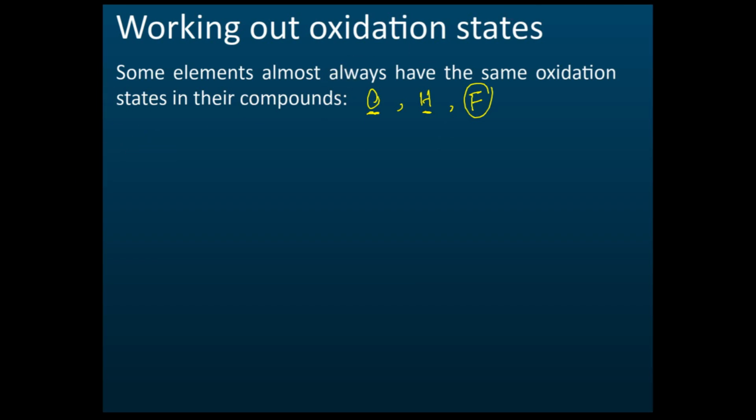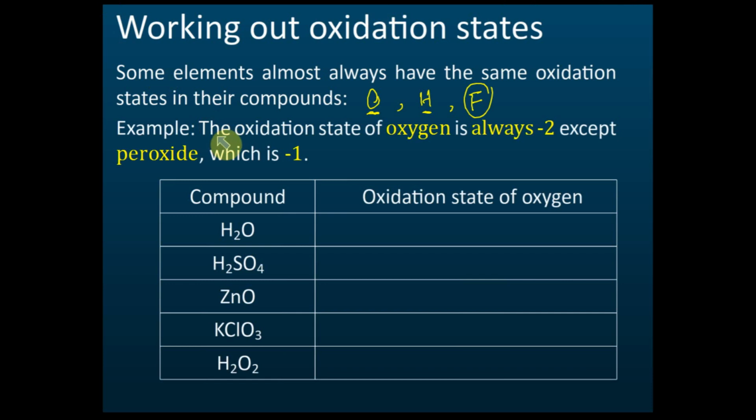For example, the oxidation state of oxygen is always -2. Now this is for compounds. For oxygen O2, this is an element, so the oxidation state is 0, because it's an element. But for oxygen in a compound, the oxidation state is always -2, except in peroxide.